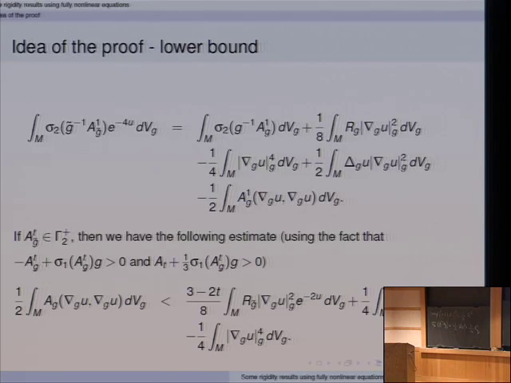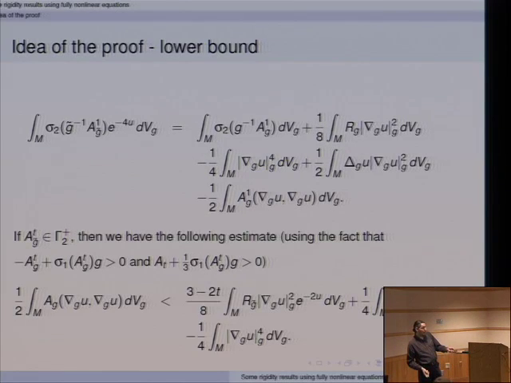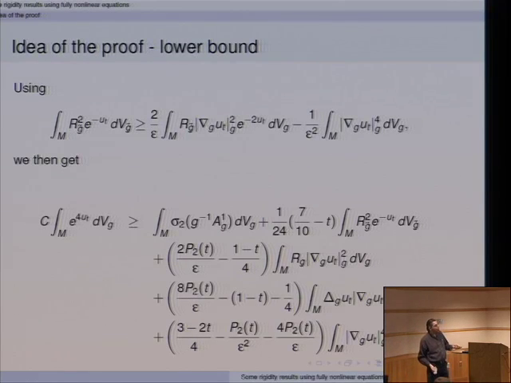Then in this situation, you have these two estimates here, both by below, sorry. And then using this and putting it into this formula here, you obtain this estimate. And then you use this Young inequality, very simple. And what you get is that the integral of e to the 4ut is bigger than this.